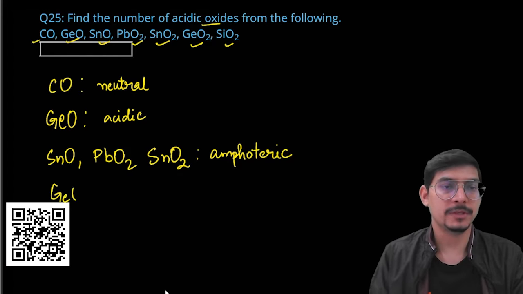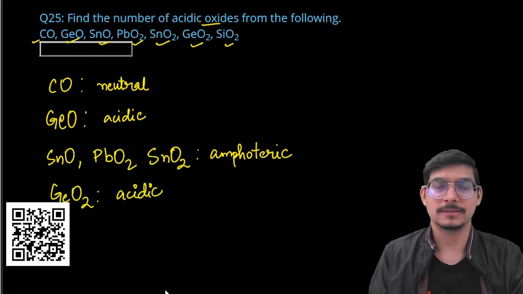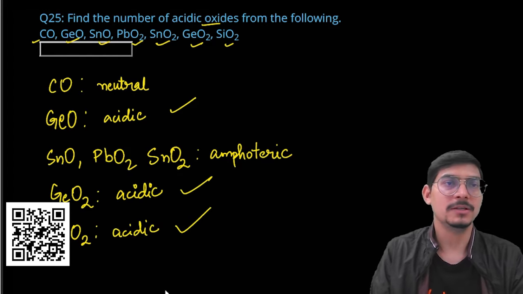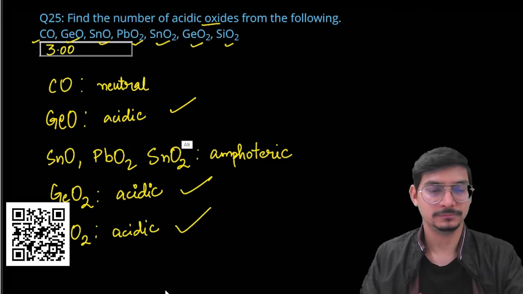Next, germanium dioxide is also acidic. And lastly, silicon dioxide, this is also an acidic oxide. So the total number of acidic oxides among the following is germanium oxide, germanium dioxide, and silicon dioxide, that is 3. So the correct answer would be 3.00. Thank you.